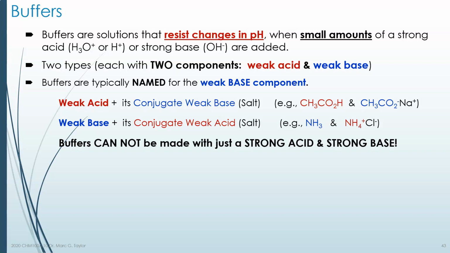Buffers can't be made with just a strong acid and a strong base mixed together. You can't make buffers that way. And the reason is you need to have a little bit of each, a little bit of the acid component and a little bit of the base component. And strong acids, when you put them in water, completely form the conjugate base, 100%. And that's not going to work. And strong bases, when you put them in water, completely form their conjugate acid, 100%. So they're useless as a buffer.